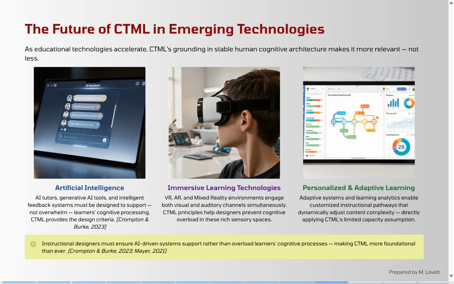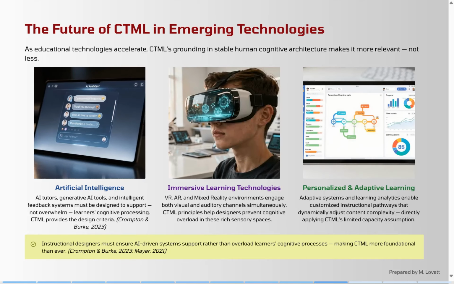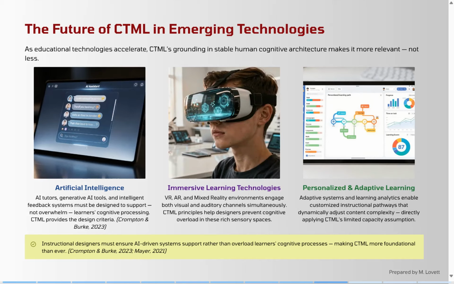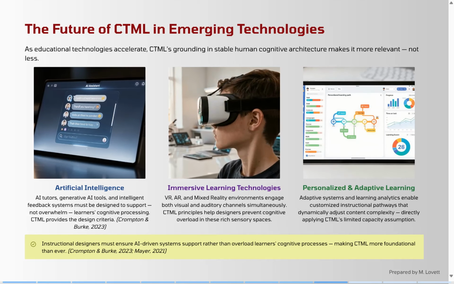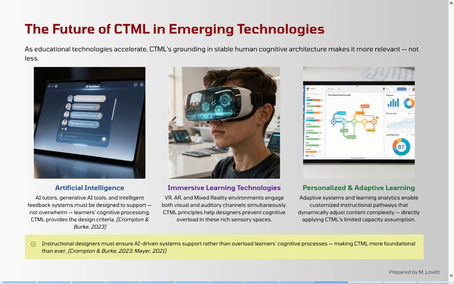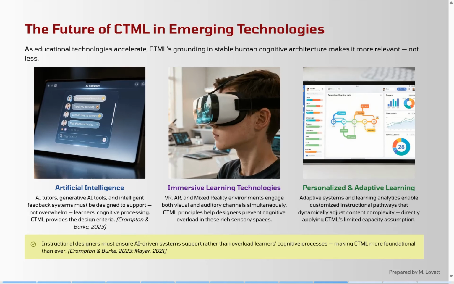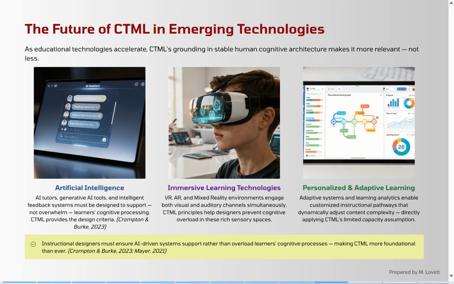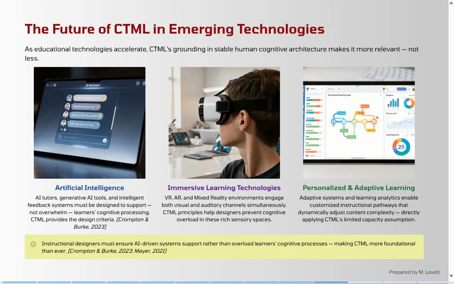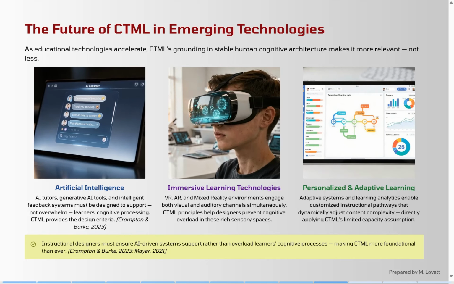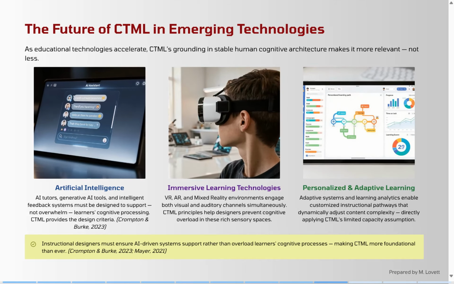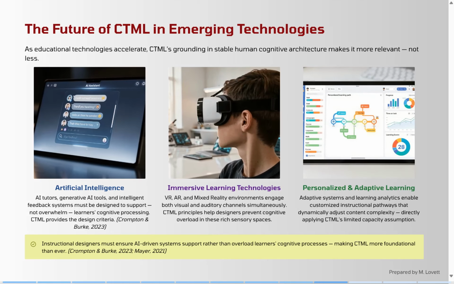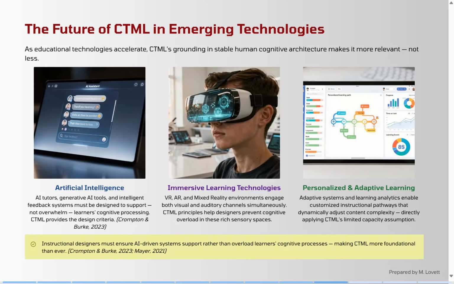Future of CTML. Well, this is probably my favorite part of the presentation because it connects Mayer's work with where educational technology is heading. Today, we are seeing rapid advances in artificial intelligence, virtual reality, and adaptive learning systems, and immersive learning environments. These technologies create exciting opportunities, but they also present new challenges for educators and instructional designers. The question I continue to ask myself is not what can this technology do, but how can I use it to improve learning? That's where I think CTML becomes even more valuable.